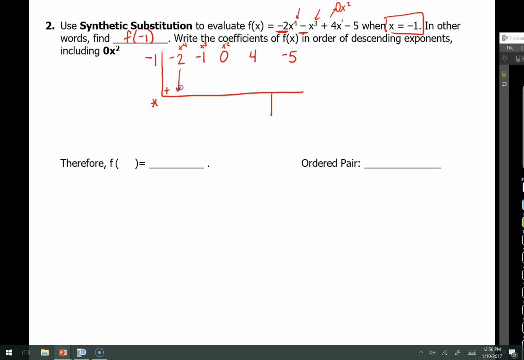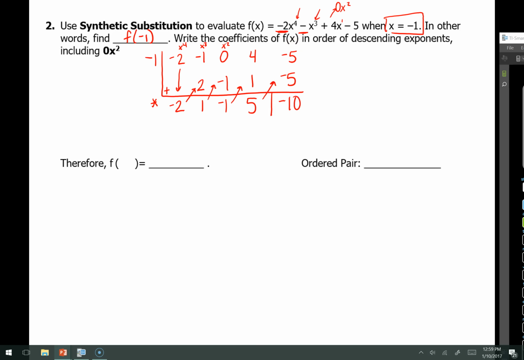So let's use the synthetic substitution method now that we've got everything set up. The first number we're going to bring straight down. So that's negative 2. We're on the outside, so we're going to multiply and write our number on the inside now. Negative 1 times negative 2 is positive 2. So that answer goes up there. Then I've got negative 1 plus 2. That's positive 1. Negative 1 times 1. That's negative 1. So my answer goes up there. 0 plus negative 1 is negative 1. Negative 1 times negative 1 is 1. 4 plus 1 is 5. Negative 1 times 5 is negative 5. And negative 5 plus negative 5 is negative 10.